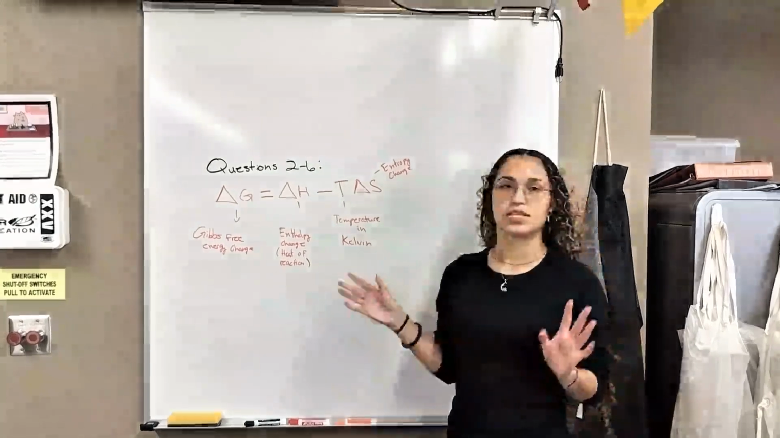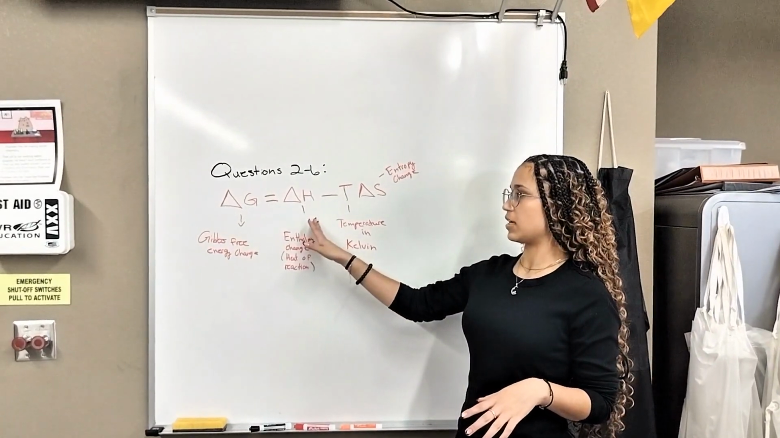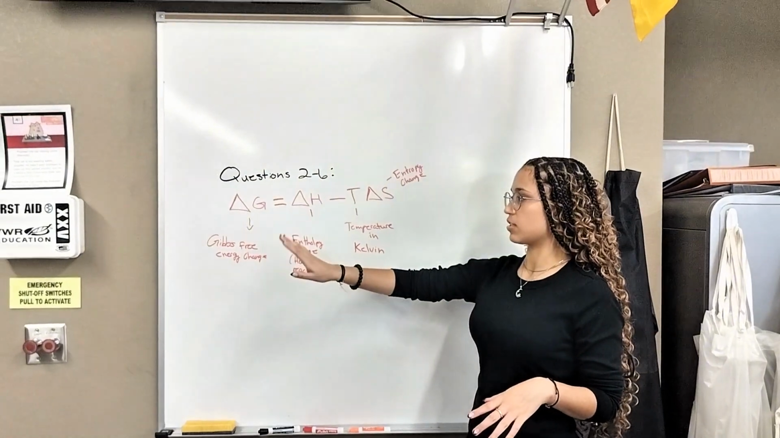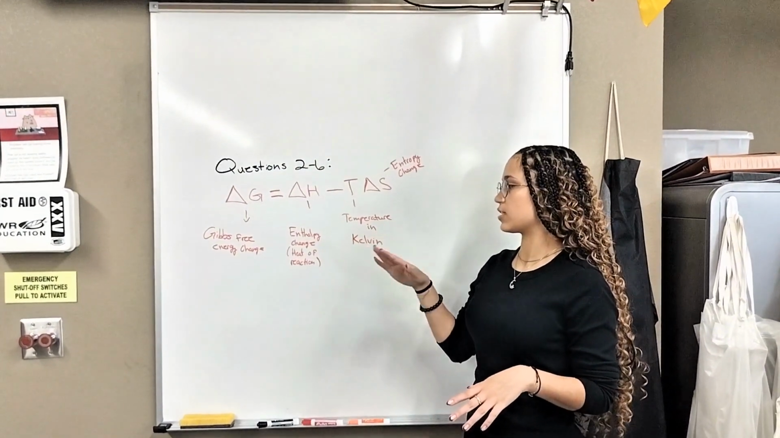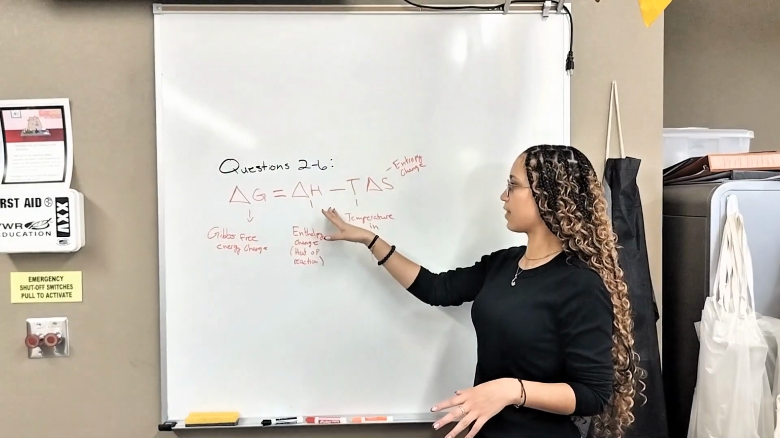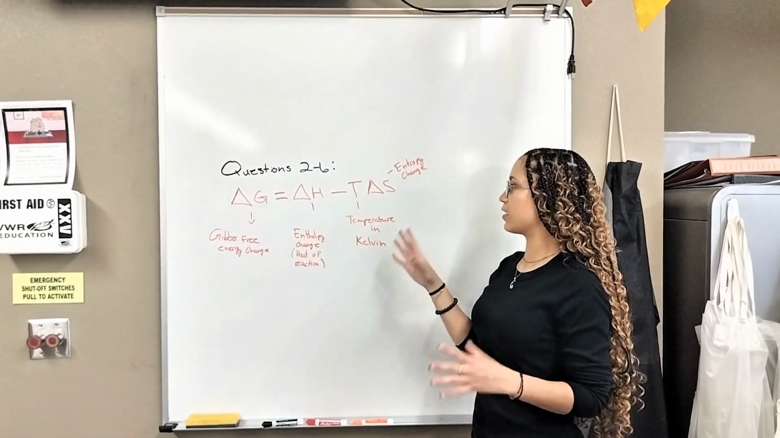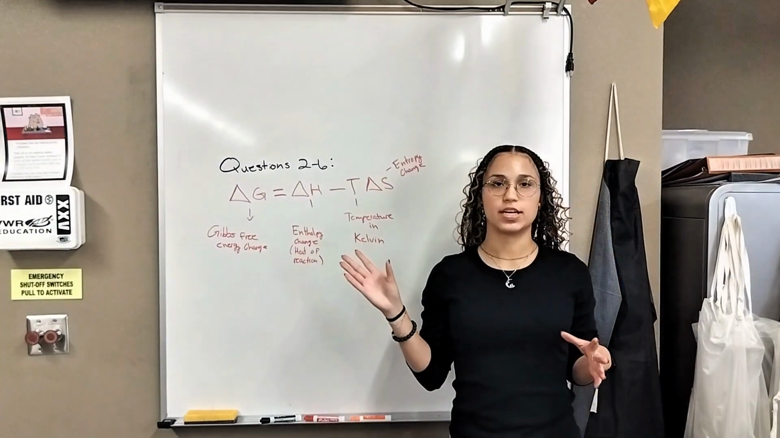Questions 2 through 6 are all about the Gibbs free energy change equation. This is the equation. It starts with delta G, which is Gibbs free energy change. Then it goes to delta H, which is enthalpy change, so it's the heat of the reaction. And you subtract that from the temperature in Kelvin multiplied by the delta S, which is the entropy change.